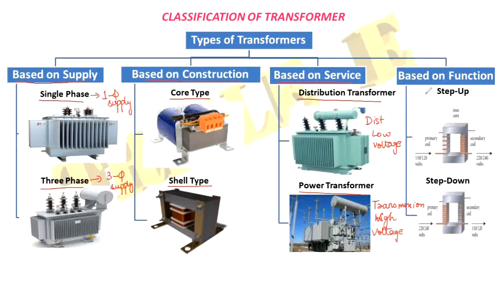Next, based on the function performed by the transformer, we have the step-up transformer and the step-down transformer. Step-up transformers are the ones in which the secondary voltage will be higher than the primary voltage. In case of step-down, the secondary voltage will always be less than the primary. So this is how the classification is done.